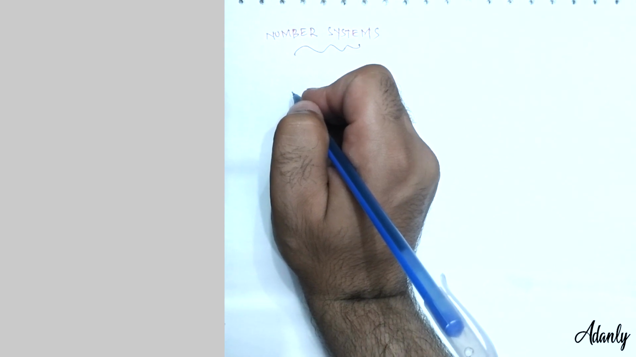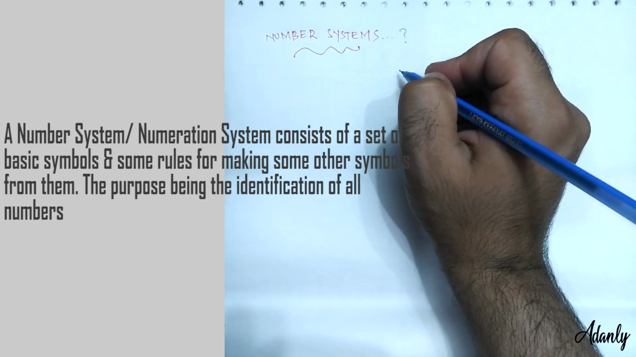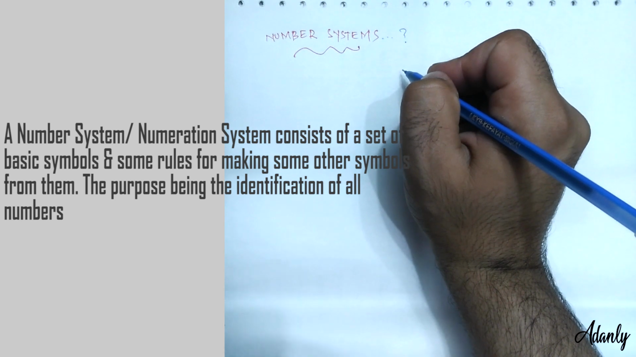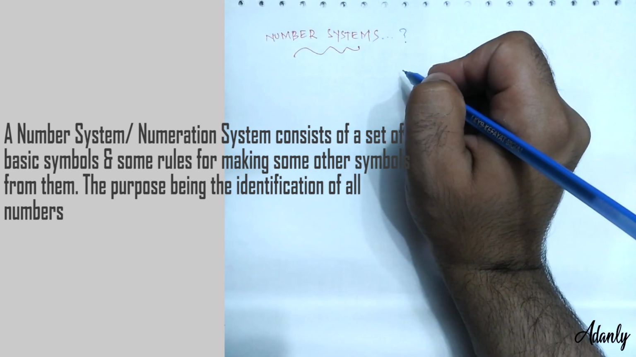We study enumeration systems so that we can better understand our own enumeration system as well as the binary system. Now, what actually is a number system? A number system or numeration system consists of a set of basic symbols and some rules for making other symbols from them. The purpose being the identification of all numbers.